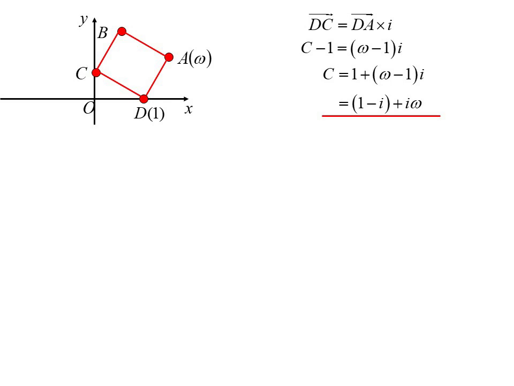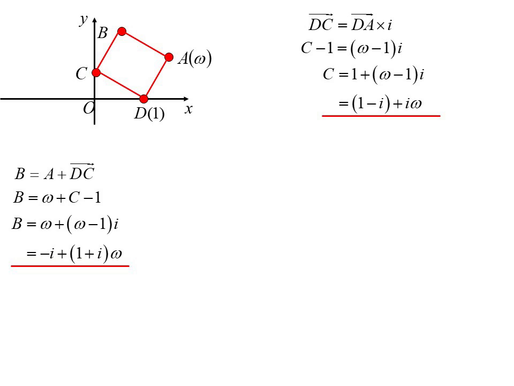So how can I get to B? Well, I could say from the point A, I'm going to add on this vector. I can slide it up. It's the same vector, the vector DC, which we just worked out. So if I add to the point omega, C minus 1, which C we just worked out over there, playing around with that, we've now got an expression for B. That's one way I could have got B.